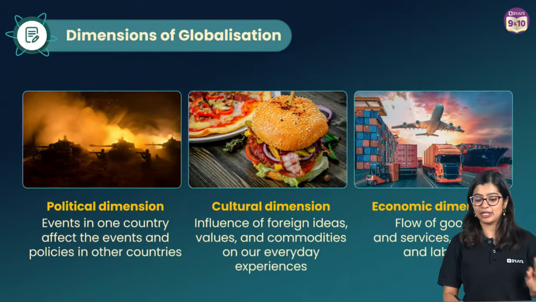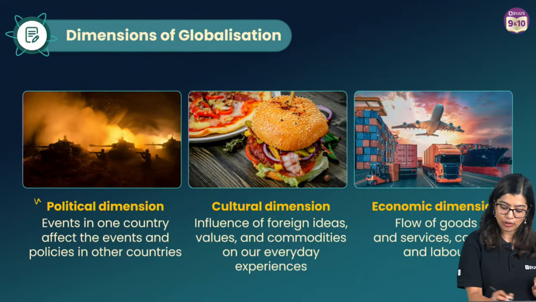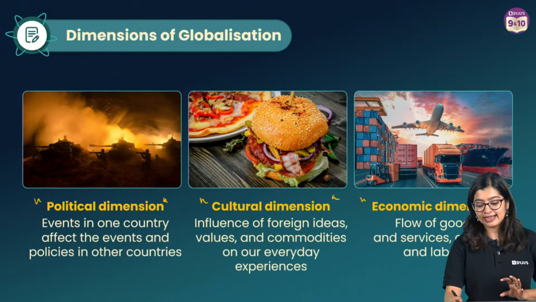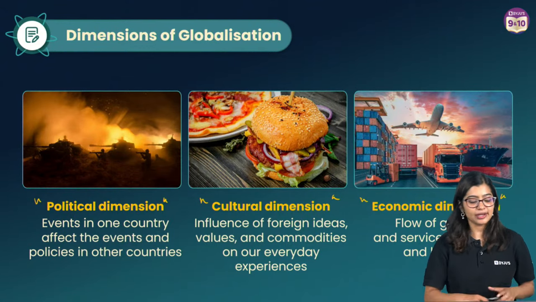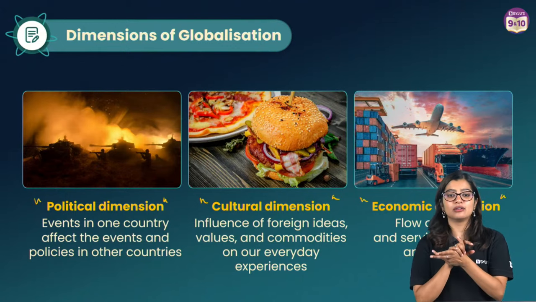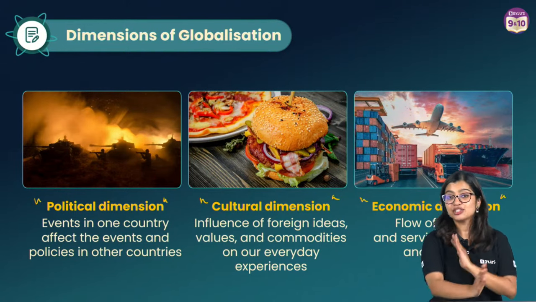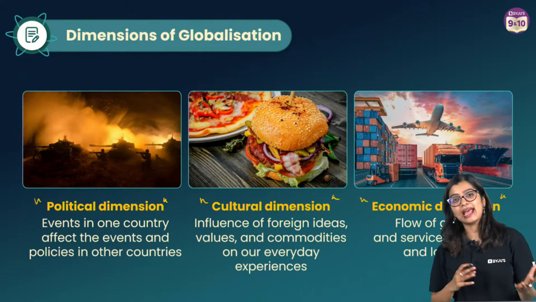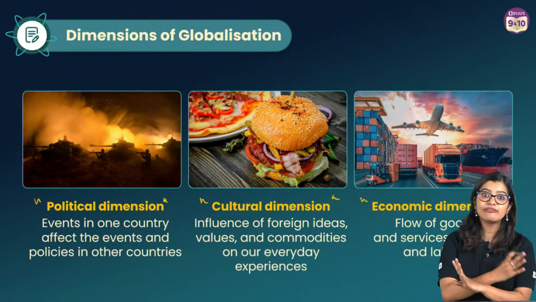So there are three dimensions we can look at. There is a political dimension to it. There is a cultural dimension to it. There is an economic dimension to it, right? Now, let's start with a simple one, which is the cultural dimension, or I would say an easy one. Now, when there is more influx, right?